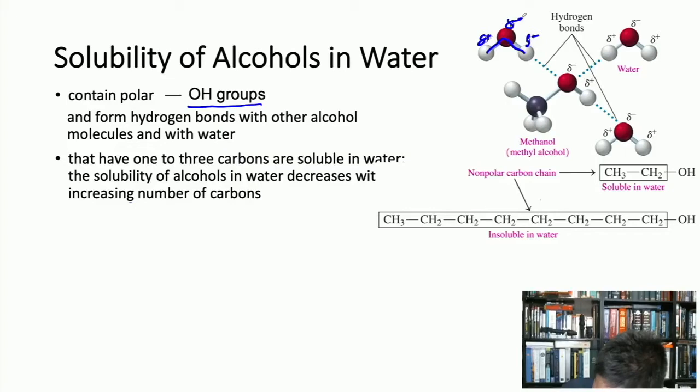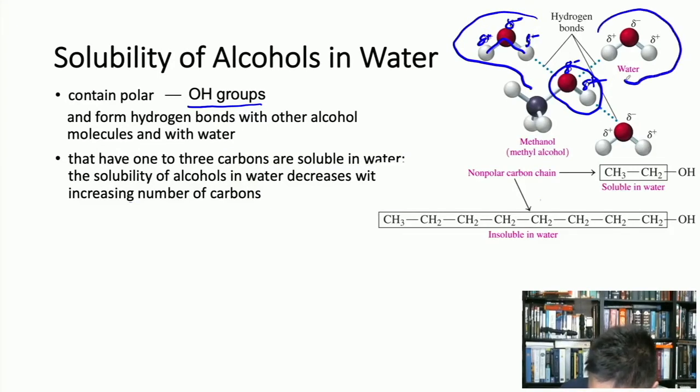And then what can happen is that the alcohol group on the methanol, or ethanol, whatever, but in this example it's methanol, also has the same partial negative on the oxygen and partial positive on the hydrogen. So water molecules can surround it just like it can surround an ion. Right? Just like it can surround an ion.